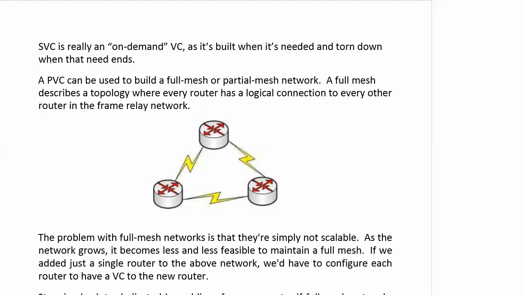Now we have two kinds of virtual circuits, and in turn, a PVC can be used to build a full mesh or a partial mesh network. A full mesh is where every router has a logical connection to every other router in the frame relay network. The problem with full mesh networks, even if you haven't already seen it on the screen, is that this is not a scalable solution. If you added one router to that network, you'd have to go to every one of those routers and add a virtual circuit to the new router, and sooner or later something's going to get botched up with that. It's just not a scalable solution.